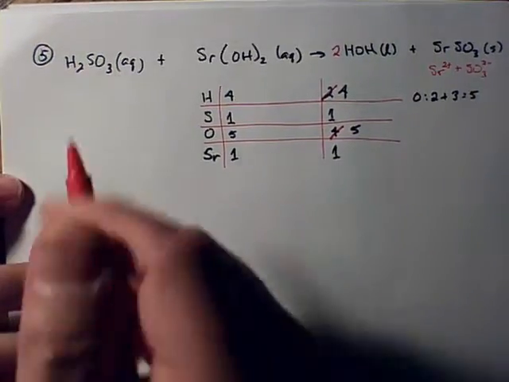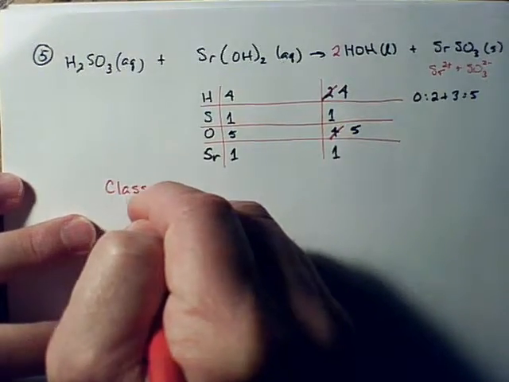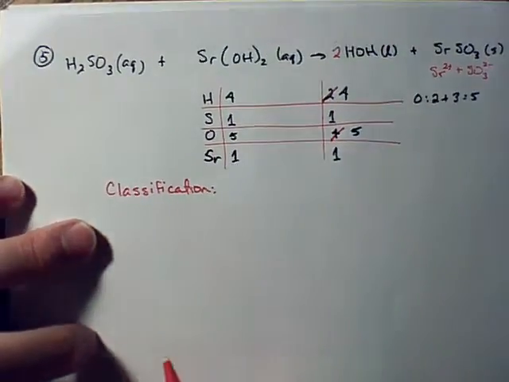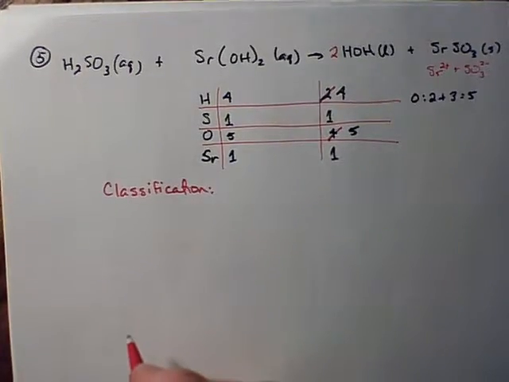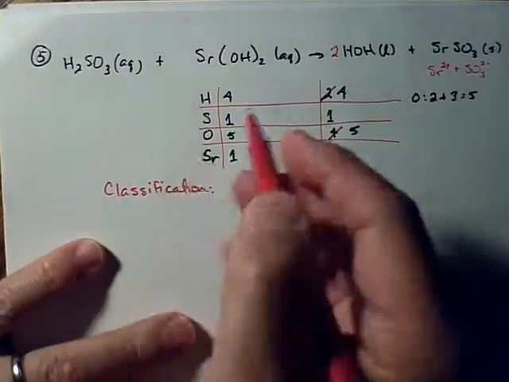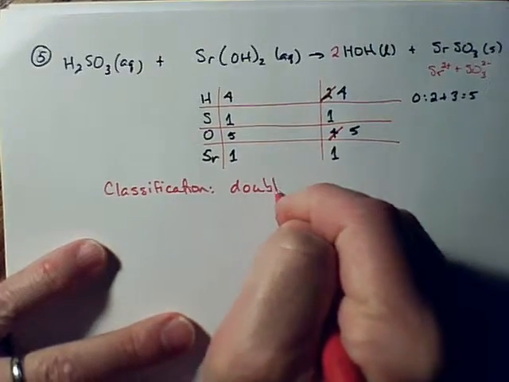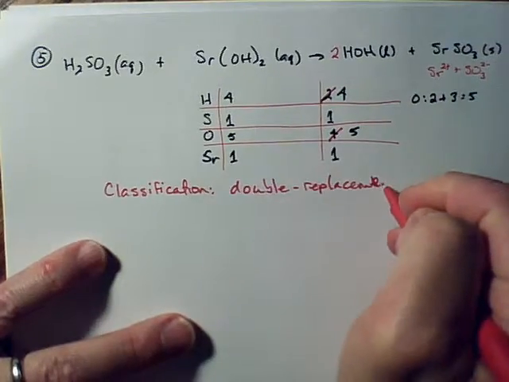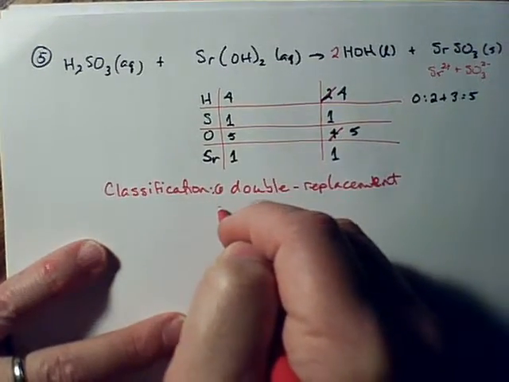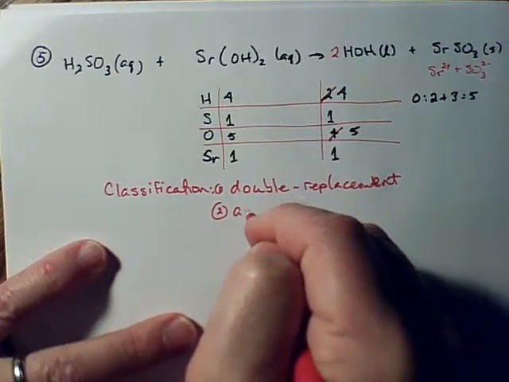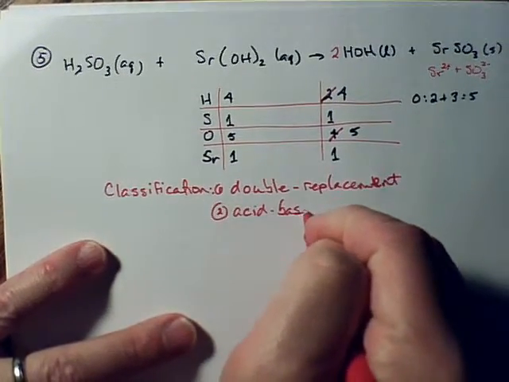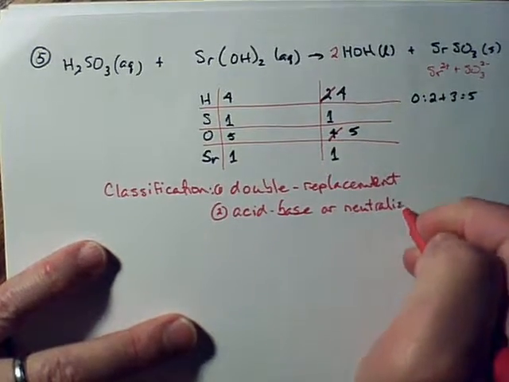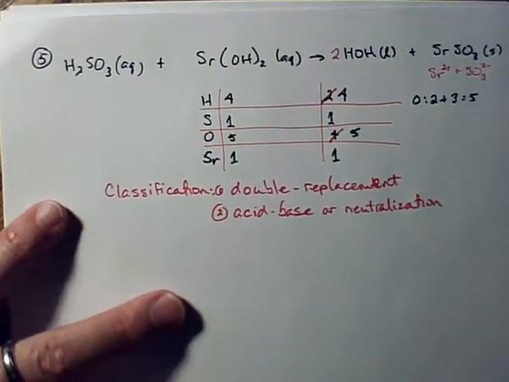Okay? All right. Classification. This is the one kind of equation for which you must have 2 different classifications. It is double replacement. So that's the first one. And the second one can either be called acid-base or it can be called neutralization. Either one is acceptable. Okay?